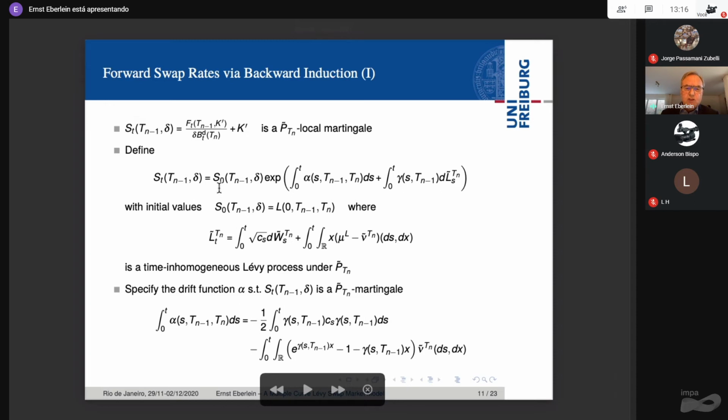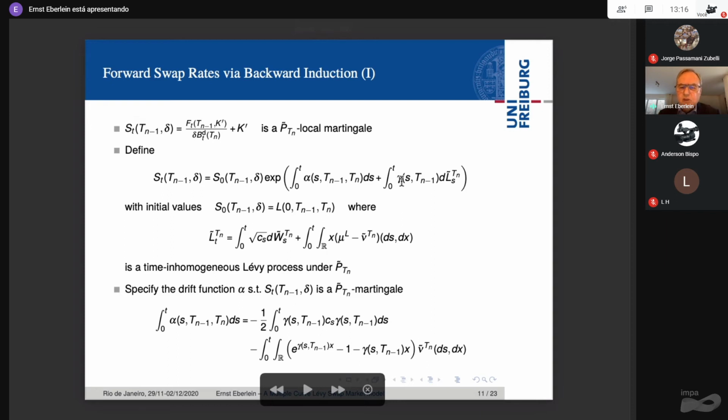So this is how we do it. We have a certain starting value, which for this most distant rate is nothing but L, the LIBOR, for this tenor. And we model it with a time inhomogeneous Lévy process as driver. So here is the canonical representation. We have a continuous part, we have a pure jump part, and we take the exponential of the stochastic integral given a certain volatility function.